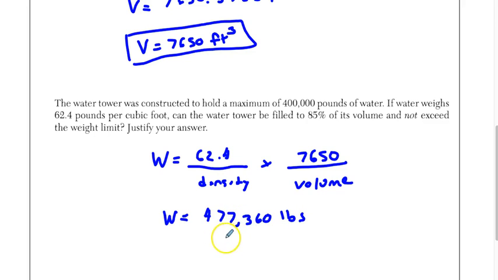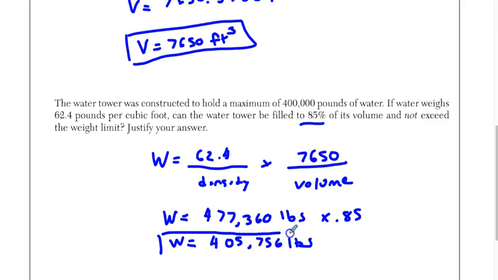Well, we need 85% of this, so what we're going to do is take this number and multiply it by 0.85 because this tells us if it's only filled to 85%. So the weight of that would be, well, 85% of 477,360 would be 405,756 pounds. And that would be the weight at 85%. All right, so this is 85% of the weight.